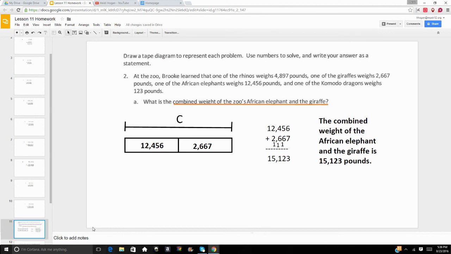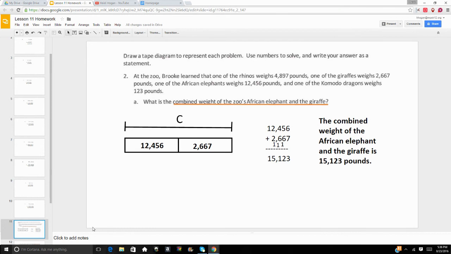So we're going to the zoo. Brooke went to the zoo and she learned that one of the rhinos weighs 4,897 pounds. One of the giraffes weighs 2,667 pounds. And one of the African elephants weighs 12,456 pounds. And one of the Komodo dragons weighs 123 pounds.